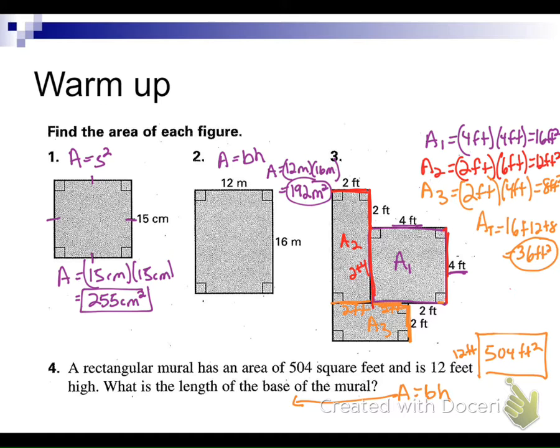Well, we know total area is 504 feet squared. And that's going to equal 12 feet times base. I divide each side by 12 feet. So 504 divided by 12 is going to be 42 feet. So 42 feet. Okay. So that's our warm-up.